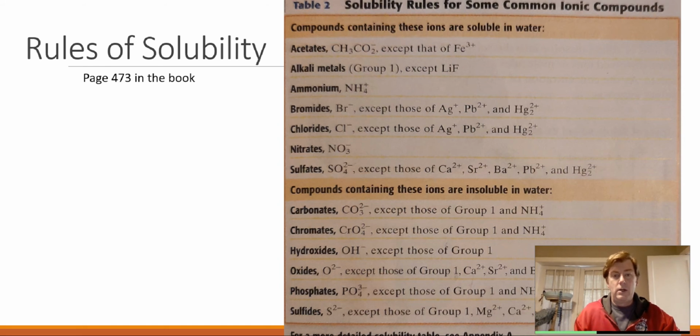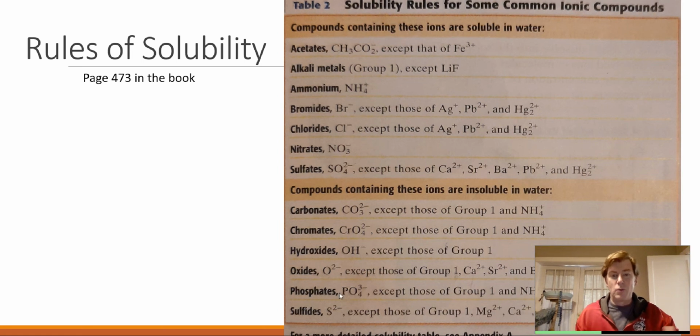Sulfates are also soluble, except calcium, strontium, barium, lead 2, and mercury. Now you notice calcium, strontium, and barium are all alkaline earth metals, all right in a row there, and that kind of helps you connect those two, which ones are going to be dissolved or not. So that's the upper rules, right? These are telling you which ones will dissolve in water.